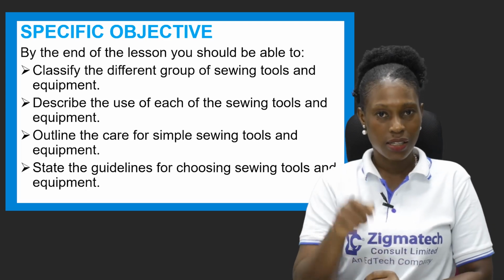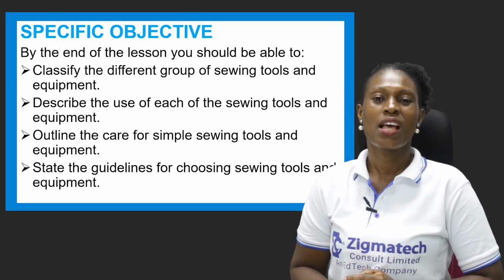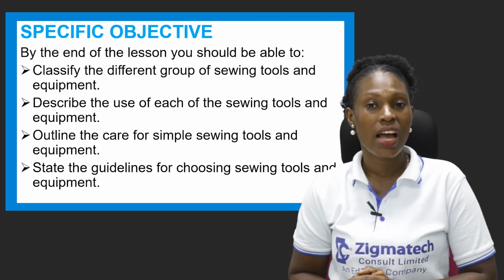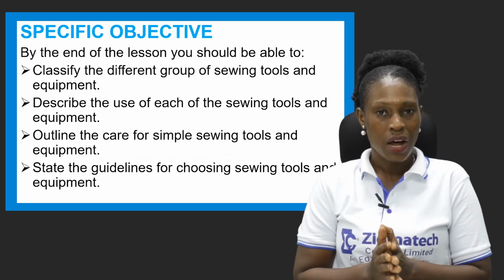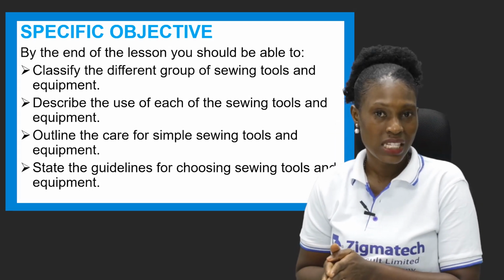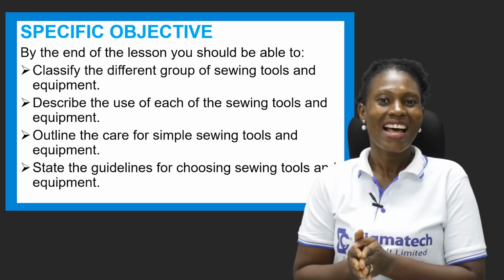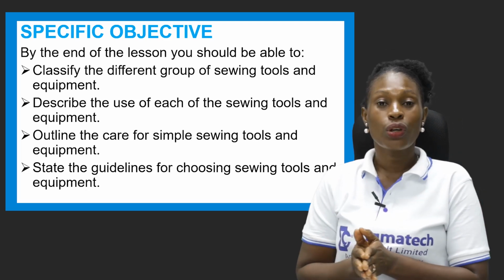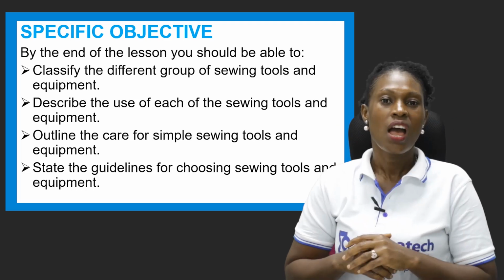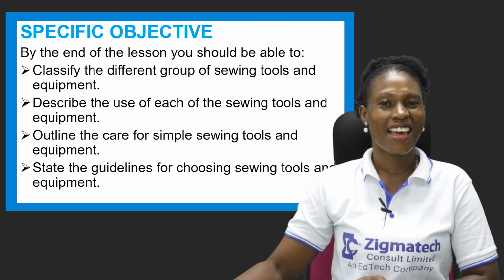So when you see them, you say, this is this one, that one is that one. You will get to know them and call them by their names. You would also outline the care for simple sewing tools and equipment. So when you have them around, you have to know how to take care of them, what is expected of them, the do's and don'ts of all of these sewing tools and equipment. You're going to get to know all about them in the course of this class. And also, you're going to be able to state the guidelines for choosing these sewing tools and equipment as well. So let's move on to our class for today.